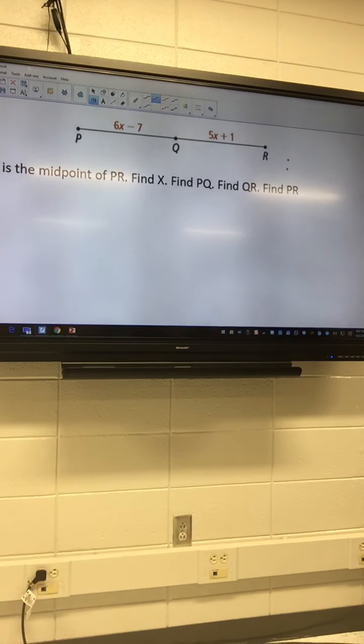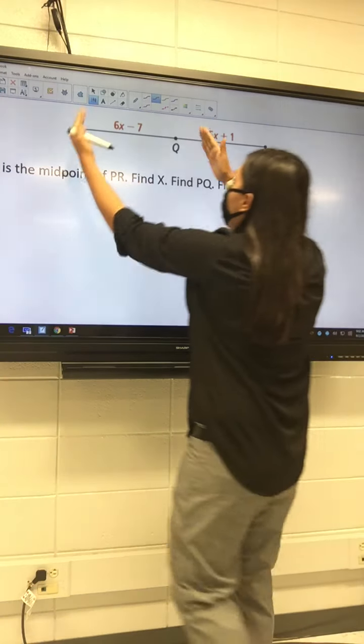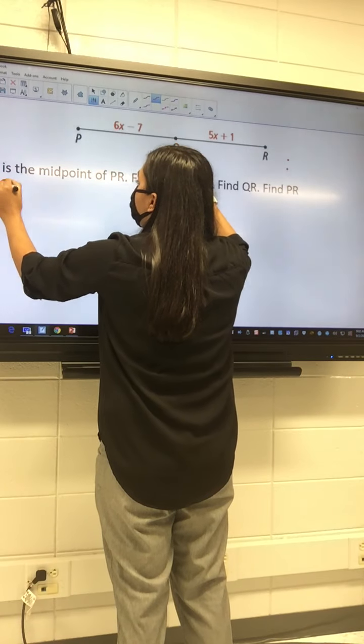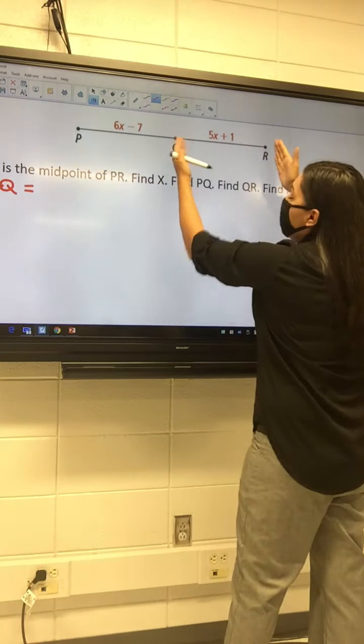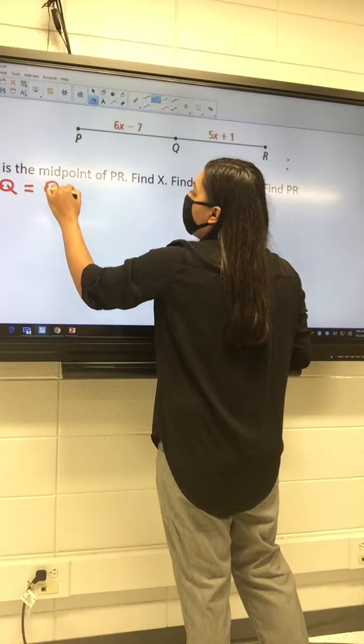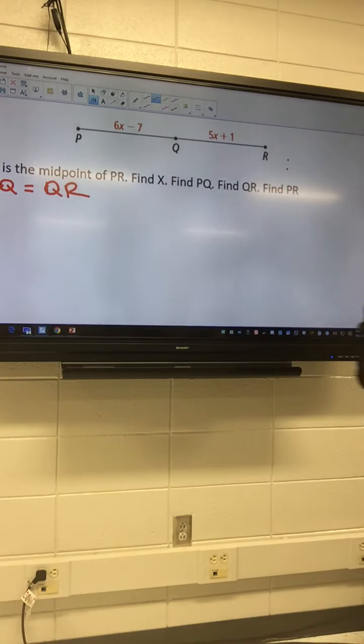So it says find x, find PQ, find QR, find PR. Okay, when we're dealing with the midpoint, since they're exactly half, that means they are equal. One side is equal to the other. So it is fair to say that PQ is equal to QR. Okay, so now it's just a matter of plugging it in.